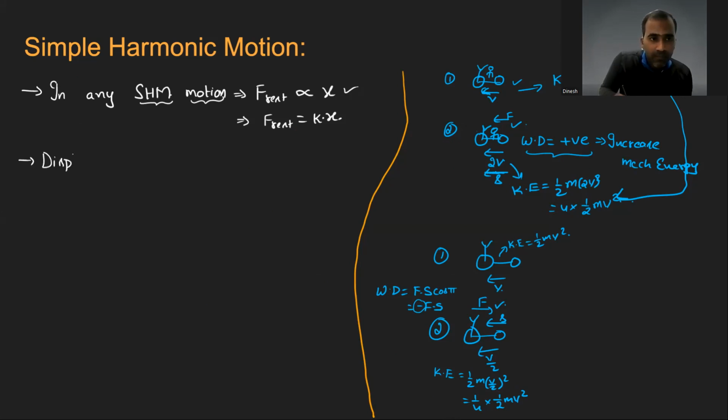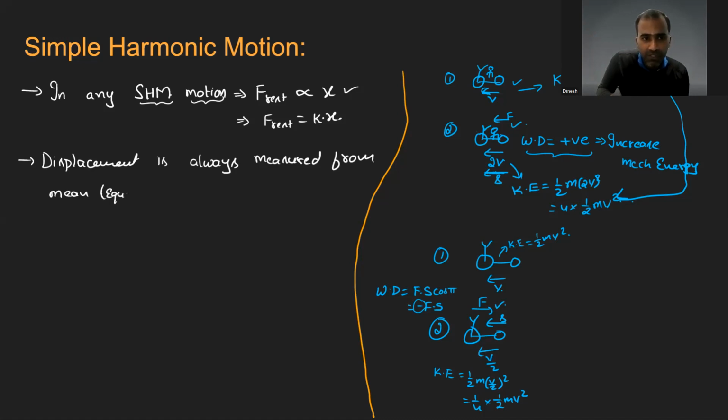Displacement we should always measure from the mean position. Whenever you're talking about displacement, there should be some initial position and final position. The initial position, the reference position from which you measure the displacement, is always the equilibrium position. It is always measured from the mean position. Mean means equilibrium position. There are different names for the equilibrium position. Mean is another name for it.